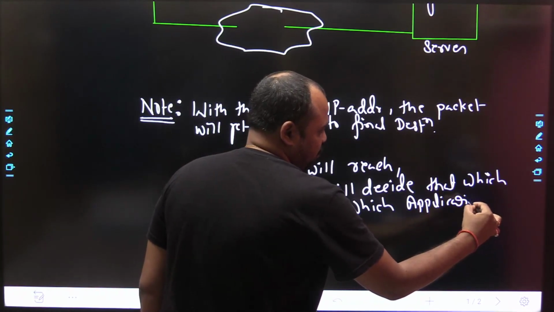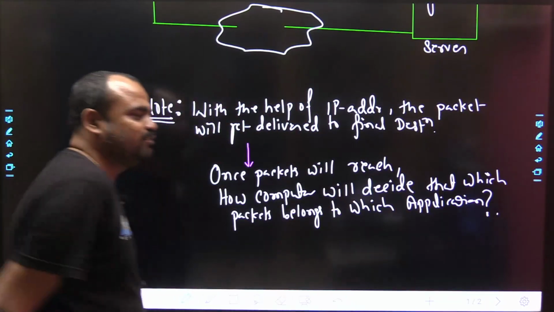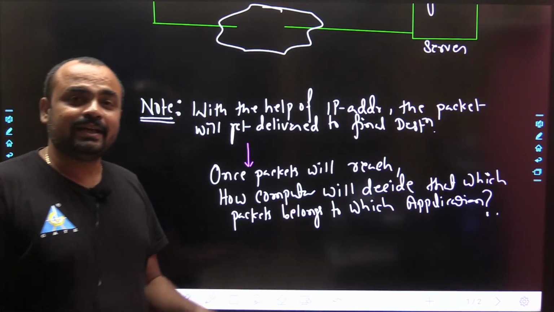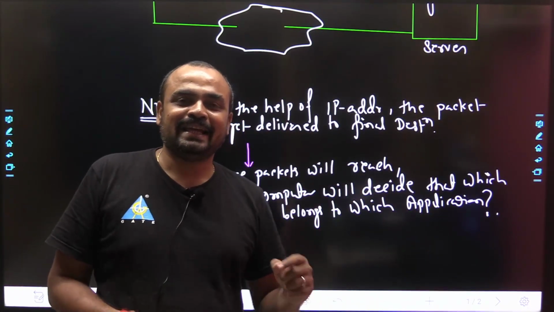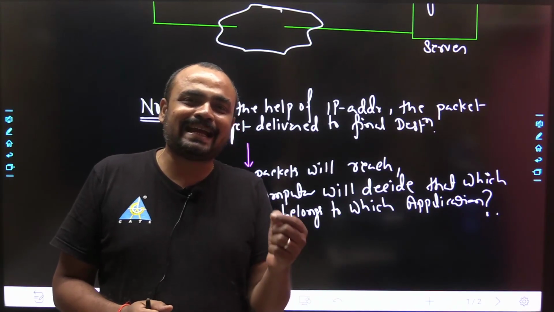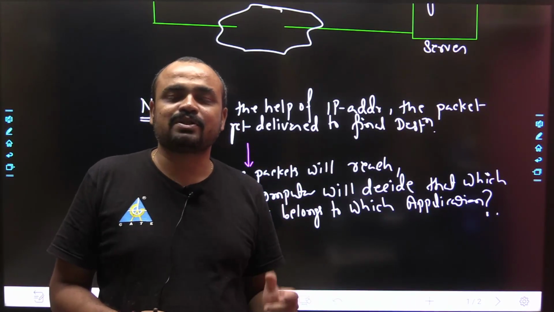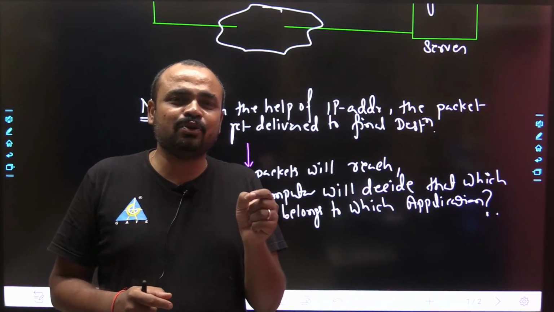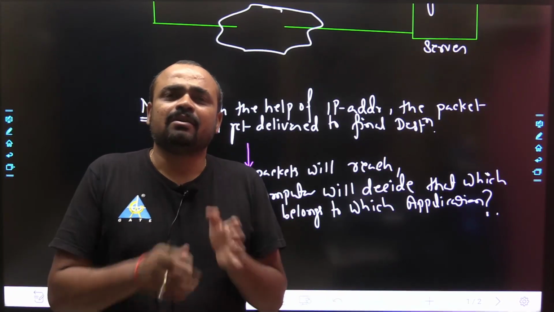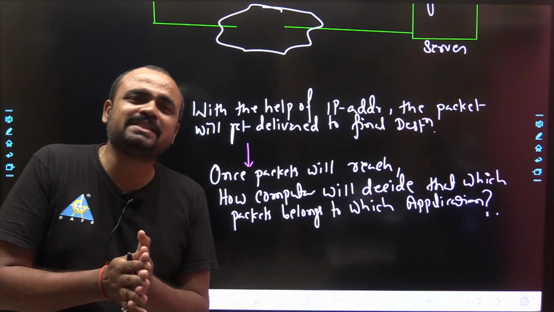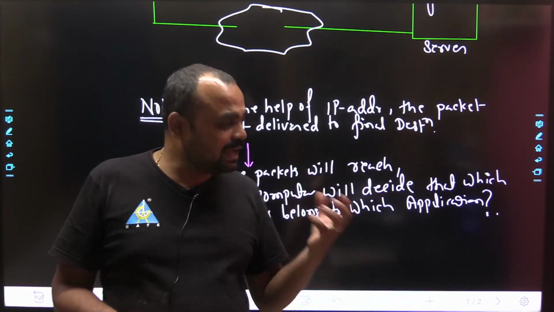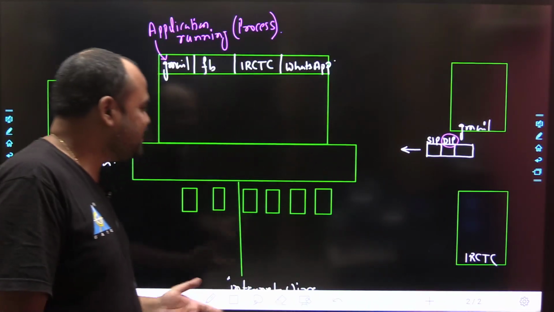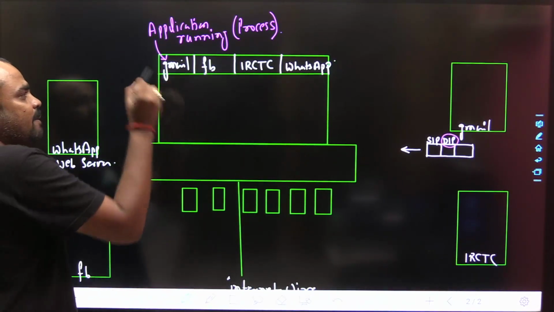Are you getting my point or not? Which packet belongs to which application? So definitely at this point we also require an addressing mechanism. Addressing mechanism means an ID. You are assigning a unique ID. Without the help of an ID, we cannot find out which packet belongs to which application.